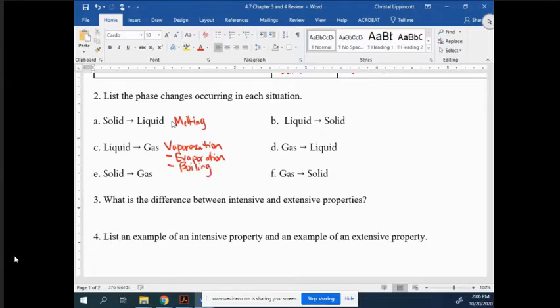We also can talk about a solid to a gas. This is called sublimation. A liquid to a solid is freezing. A gas to a liquid is condensation. And a gas to a solid is called deposition. So in these processes here, we're losing energy. In these processes here, we're gaining energy. All of these are phase changes, and all phase changes are physical changes.